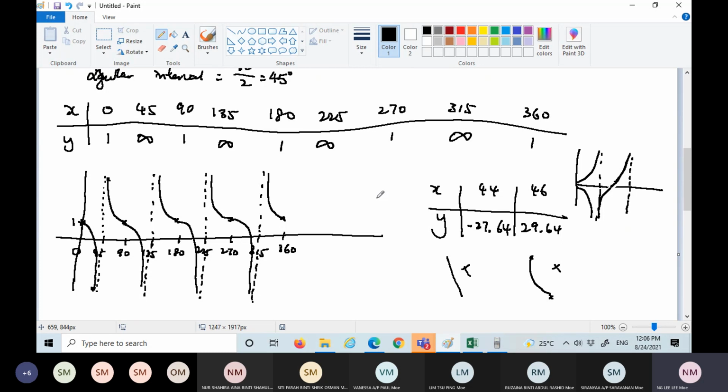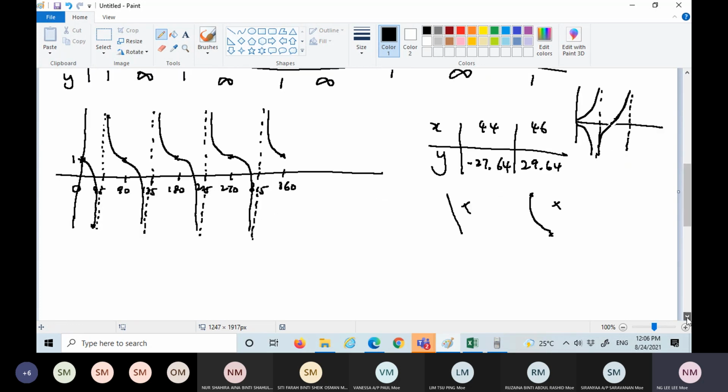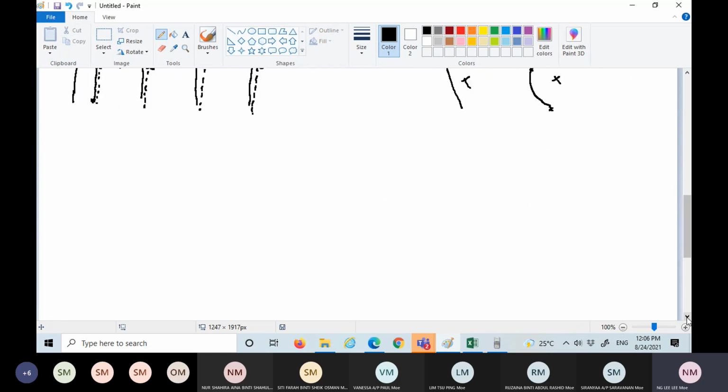So this is for question number 2. Next we go to question number 3. This one, the B is a fraction, 3/2. This graph, if you use our normal method, is a little bit difficult to sketch. But if you use the table method, I feel this one is easier for you to sketch.